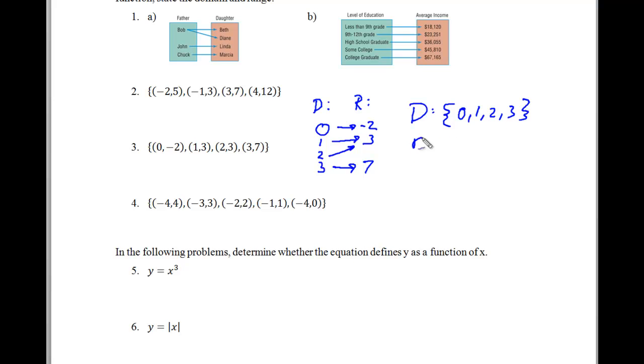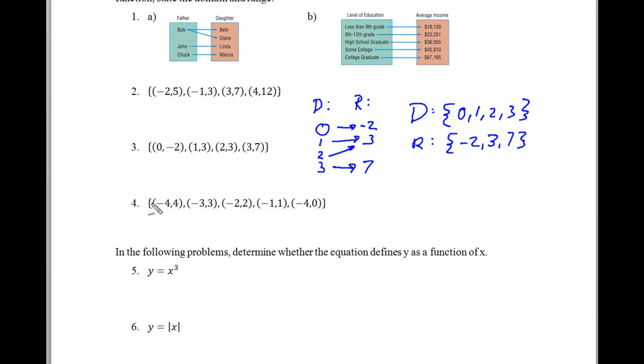And my range is the finite set of -2, 3, and 7. This is a finite set. Notice there are only 3 elements here. We wouldn't list 3 twice. So that is a function right there because it's definitely one-to-one.